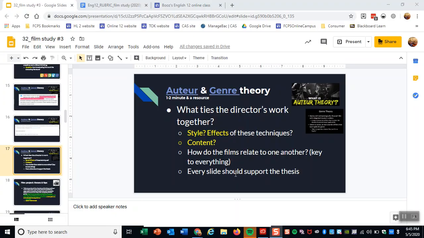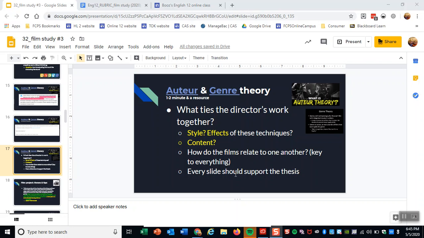So again, style and effect, style and effect. What about those lens flares, i.e. the style, then leads you to think about a certain effect? What does it do to the film? How does it deal with the meaning of what you're trying to get at? How does it tie to content?